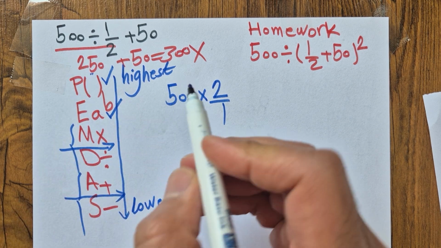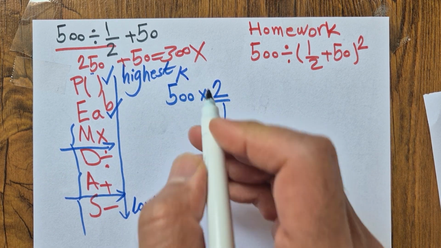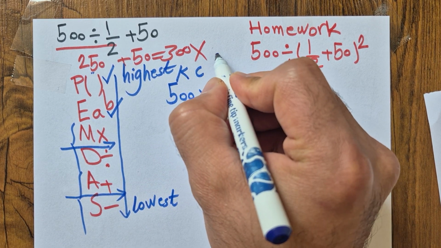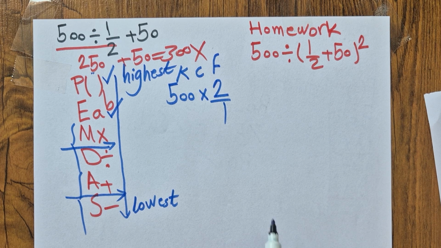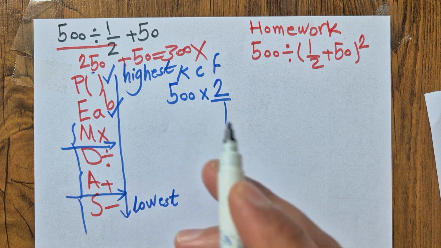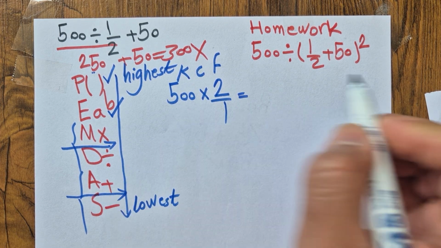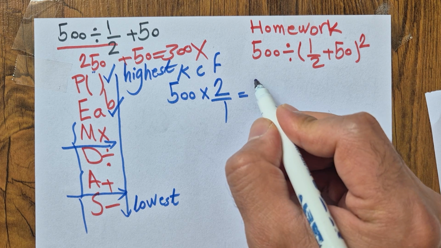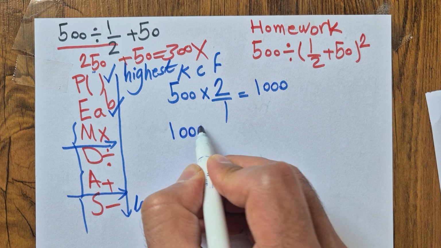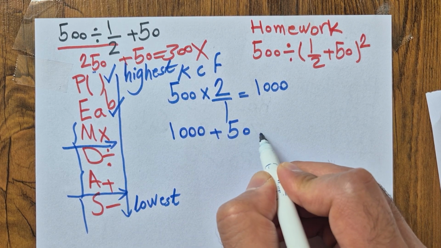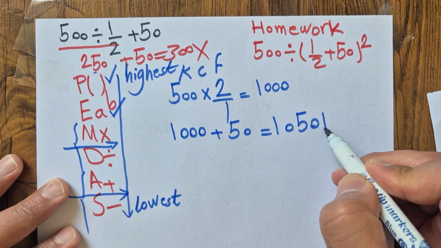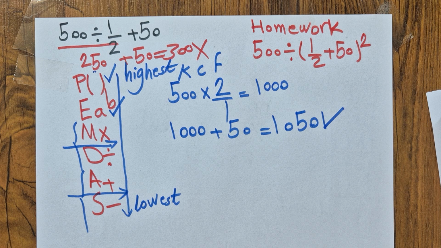Whenever you have a division, keep the first number, change the sign into the multiplication, and flip the fraction or flip the number. So you can remember it by KCF. So not KFC, by the way, by KCF. So now it is just a multiplication. 500 times 2 gives us 1,000. And 1,000 plus 50 gives us 1,050. And that's the only correct answer.